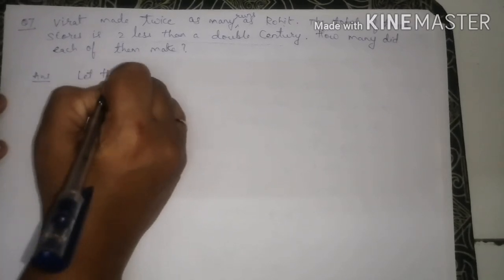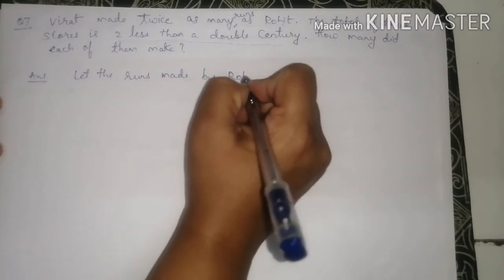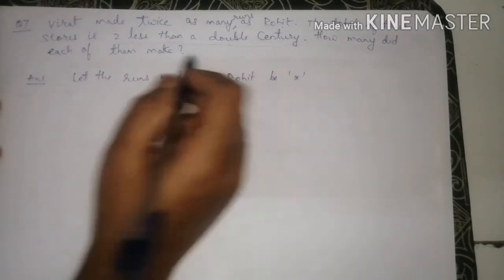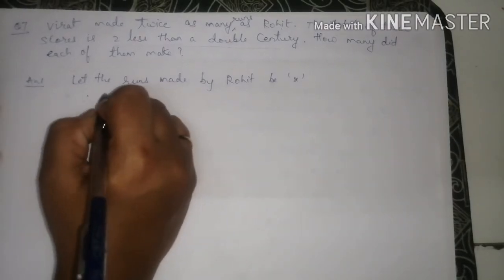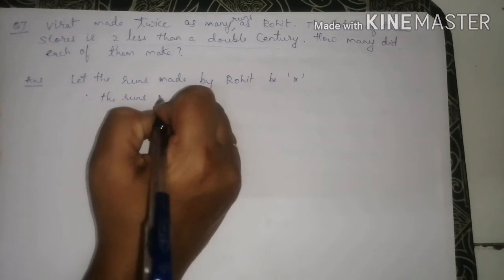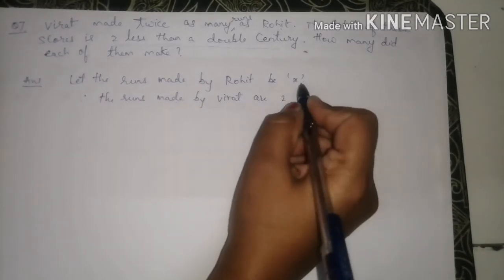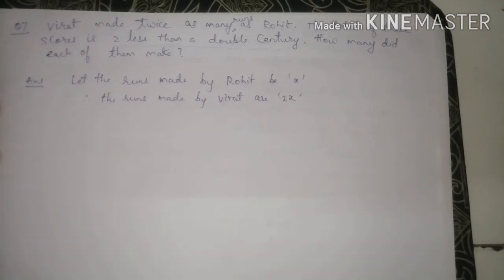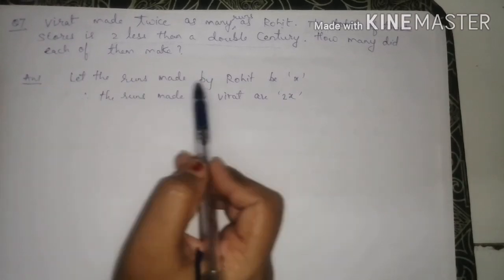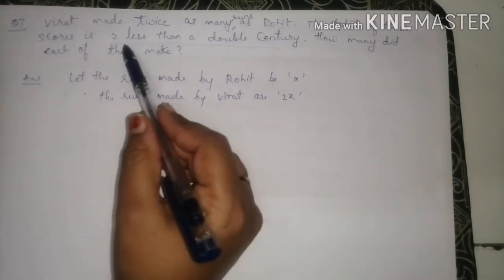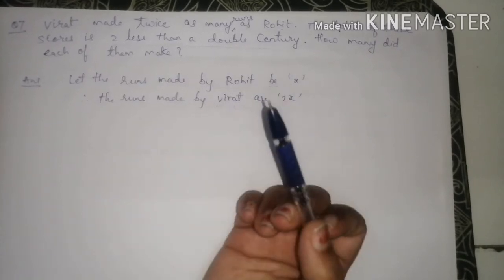Let the runs made by Rohit be x. Then what are the runs made by Virat? Virat made twice as many as Rohit. So the runs made by Virat are twice, meaning two times that of Rohit. So this will be 2x. Now if we add both of them, Rohit's and Virat's runs, the condition they have given is that their runs together are 2 less than a double century.